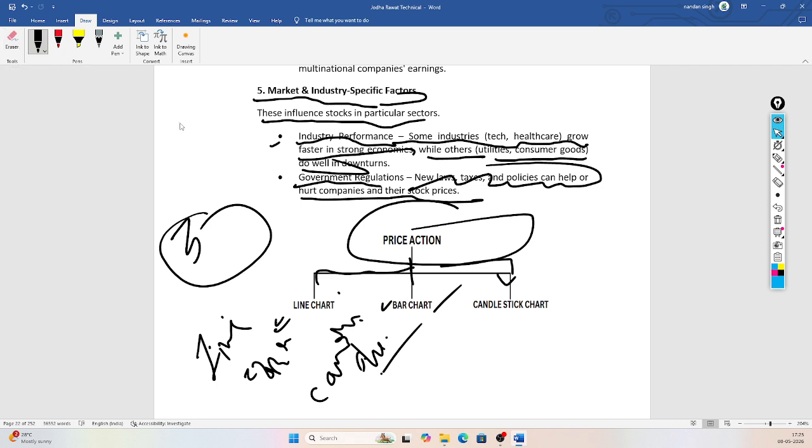So there are basically three types. One is line chart, second is bar chart, and third is candlestick chart.